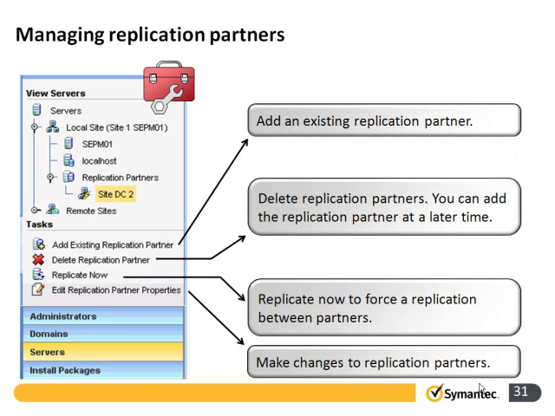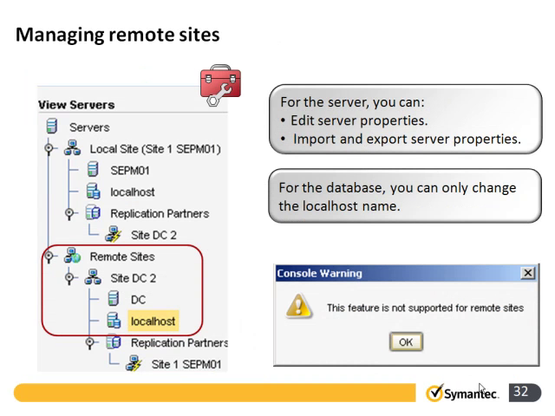So managing replication partners, underneath the admin page in the servers tab, we can see we can manage the replication. We can force a replicate now to occur. We could delete a replication partner, and we can add an existing replication partner. And we can manage the remote sites. So for the server you can edit those properties and import and export the server properties. But for the database, you can only change the local name.